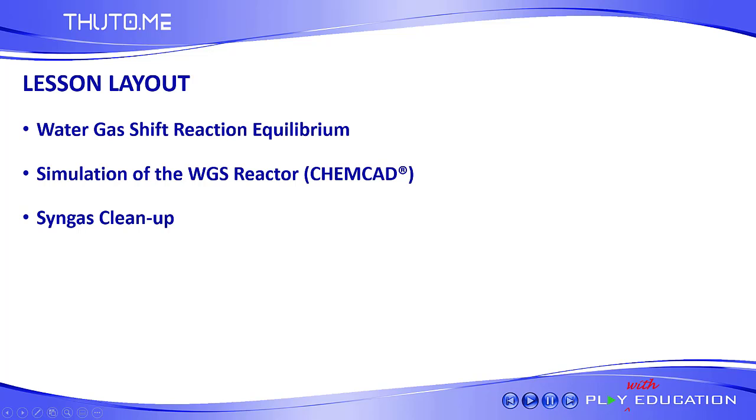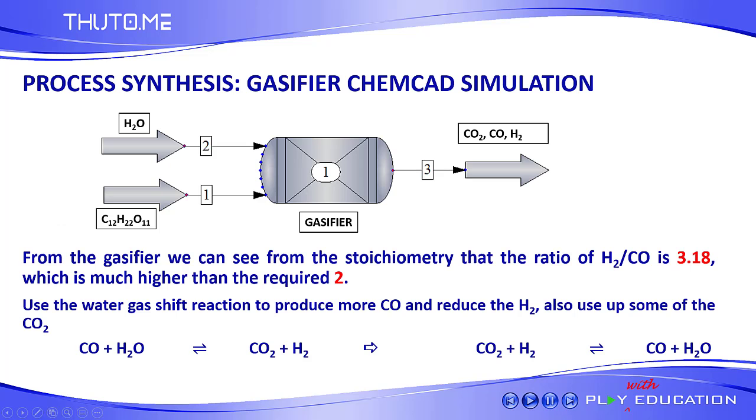The layout of the lesson is we are going to look at the water gas shift reaction equilibrium. Remember, from the problem statement, we have been told that we have to use an equilibrium reactor to simulate the water gas shift reaction. Once we have looked at the equilibrium, we are going to see how we implement that in Chemcad, doing the simulation of the reactor. And then we are going to review options that are available in the industry for cleaning up the synthesis gas once we have produced it.